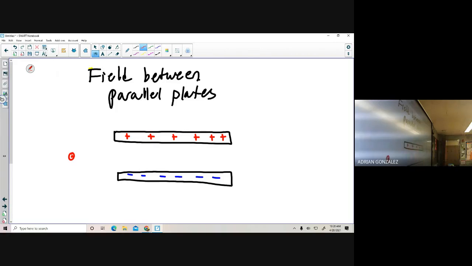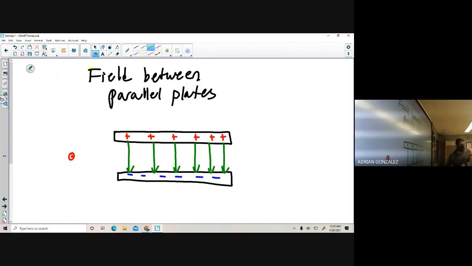What's going to happen to that test particle? Which way is it going to get pushed or pulled? Down. It's going to get pushed straight down. Does that make sense? Yes? Now, it looks straight down.